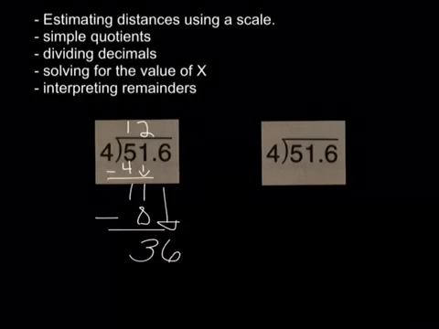How many 4s in 36? Don't forget to put the decimal there, because the decimal is right there, so it has to align. So the decimal will go right there. So how many 4s in 36? If you said 9, you are correct.